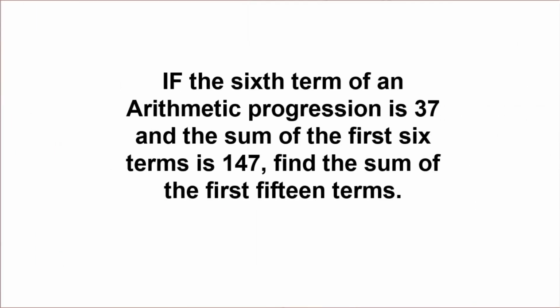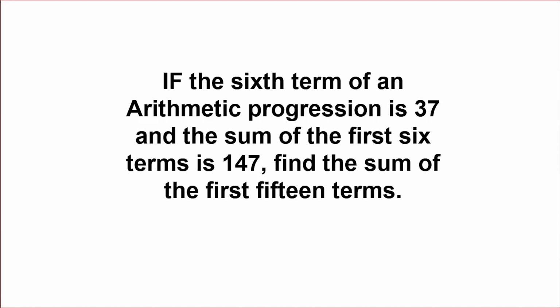Okay, if the sixth term of an arithmetic progression is 37, and the sum of the first 6 terms is 147, find the sum of the first 13 terms. You don't rush a question when you see it. You have to calm down to get what you need in the question you're about to solve. So the best thing to do is write down your parameters.